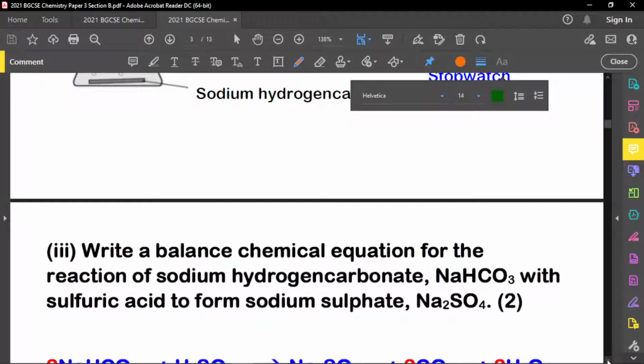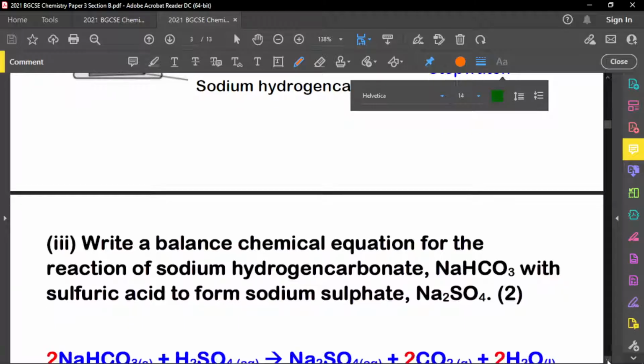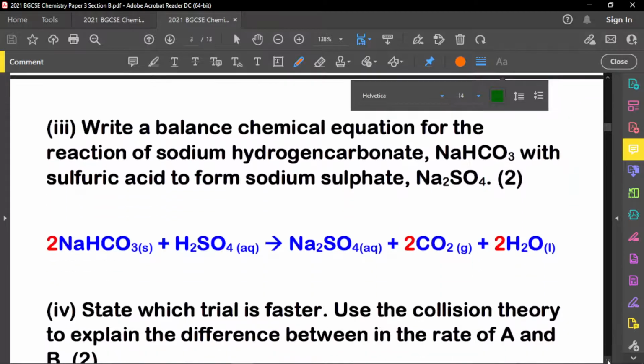Now for part 3, it says write a balanced chemical equation for the reaction of sodium hydrogen carbonate, NaHCO3, with sulfuric acid to form sodium sulfate, Na2SO4. That's 2 marks, and this is the equation right here. If you notice, the equation is also balanced. Once you react a carbonate with an acid, what you're going to get is a salt, carbon dioxide, and water. Again, you need to practice writing state symbols as well.